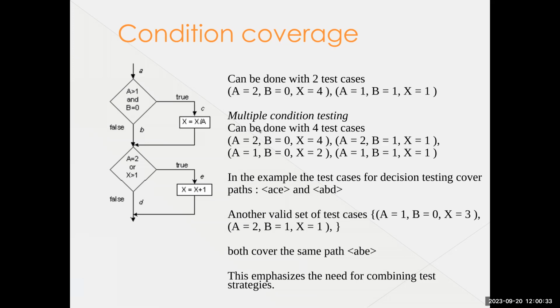Multiple condition test. Check what happens if A is equal to 2, B is equal to 4, x is 4. And now what happens if A is 1. Now if A is 1, this path will go to this side. B is equal to 0, right? But this is and, this is or.